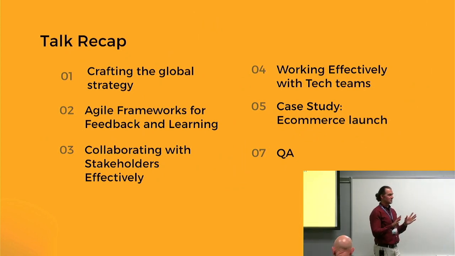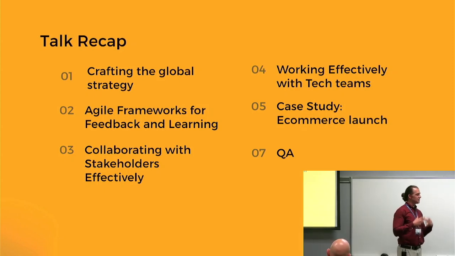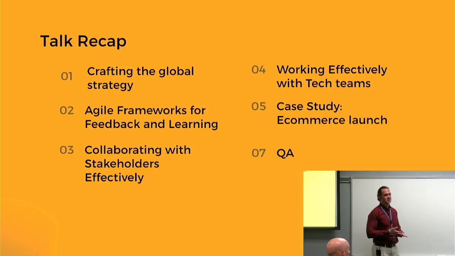Quick recap, again, of what we discussed. So again, we kind of went through a GTM strategy. We went through some Agile frameworks and how they can be leveraged. We focused on how to collaborate best using different principles from the 48 Laws of Power, and then we did a quick case study on launching an e-commerce store.